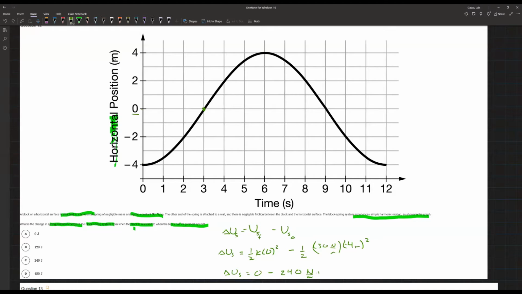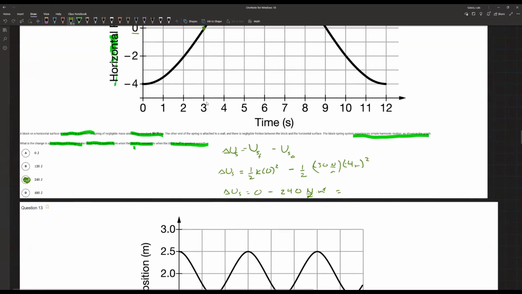Newtons per meter times meter squared. One of those meters cancels out. We get newton meters, so this is dimensionally correct. We get the units of energy, joules. And so C, 240 joules, is correct.